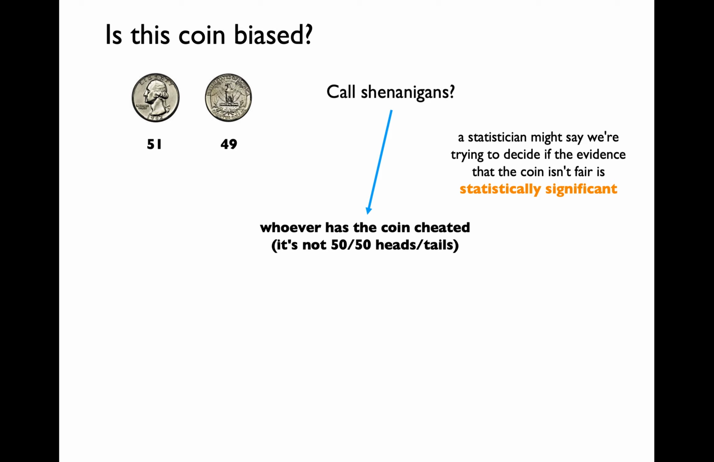Let's consider coin flip as an example. Let's say that you're trying to have a simple game with your friend. You've called tails and your friend has called heads. Let's say that you are flipping the coin 100 times and you get 49 tails and your friend gets 51 heads. Are you going to call shenanigans on your friend and say that your friend somehow cheated here?